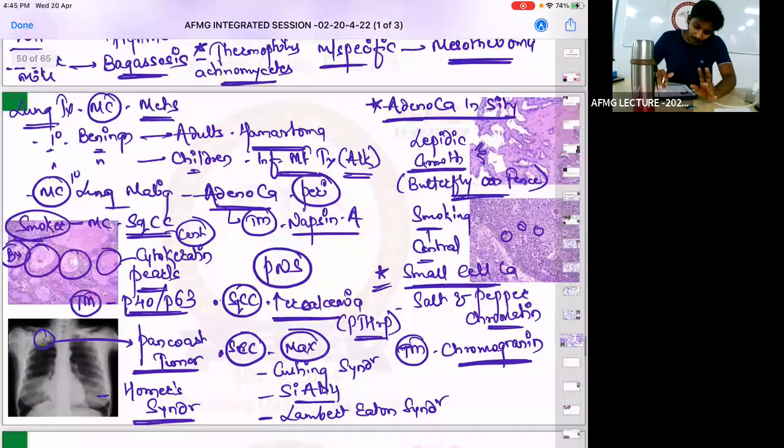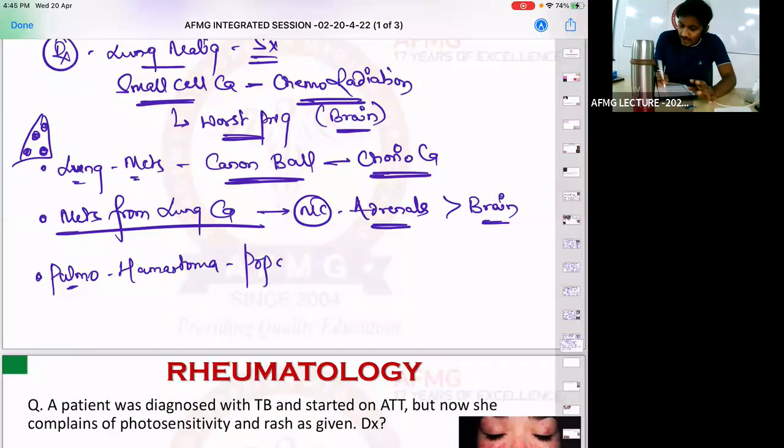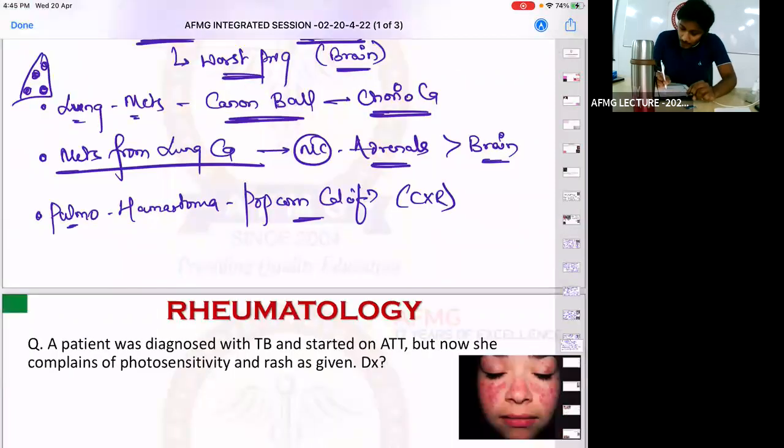Last one, pulmonary hamartoma, the most common primary benign tumor in adults. Which calcification is seen? Popcorn calcification on chest X-ray. Popcorn calcification on mammography is seen in fibroadenoma of the breast, a benign tumor of the breast.